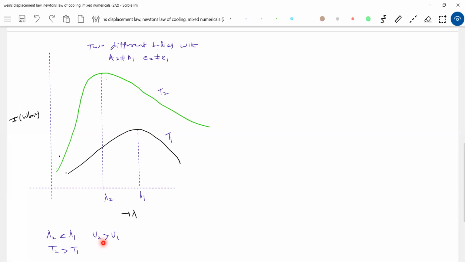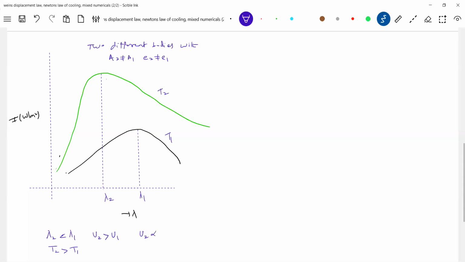What can we say about the surface area of a body? See, the area under the curve and the surface area of the bodies are different. Am I right, all of you? Don't get confused. Surface area and emissivity. So what is the basic formula? This is proportional to what? Like U2 is equal to E2 A2 T2 power of 4.